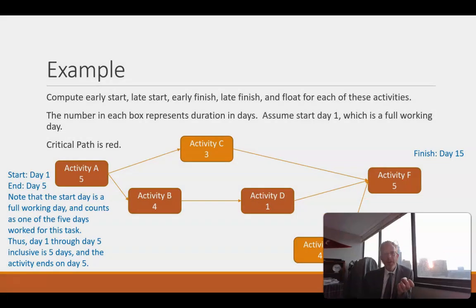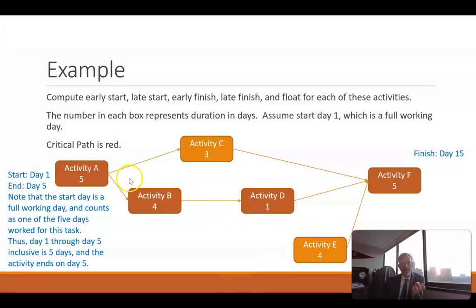Now, how soon can activity F start? Well, this is 5 days. This is another 5 days. Activity F can't start until the beginning of day 11. So if we finish at day 8, that gives us day 9 and 10 as float, which is 2 days of float. Okay, now what about our late start day?